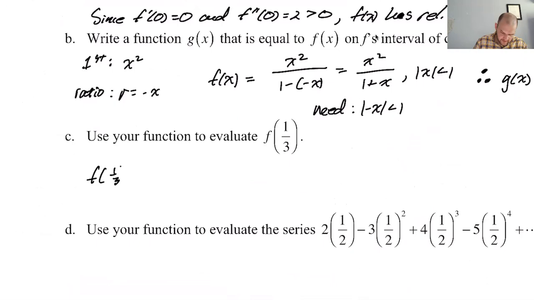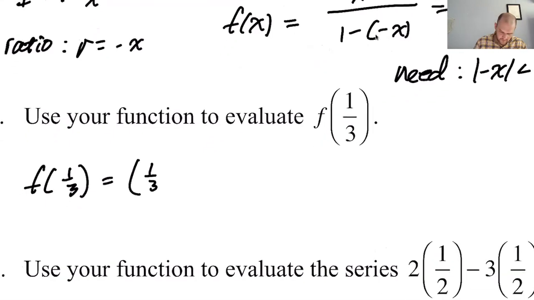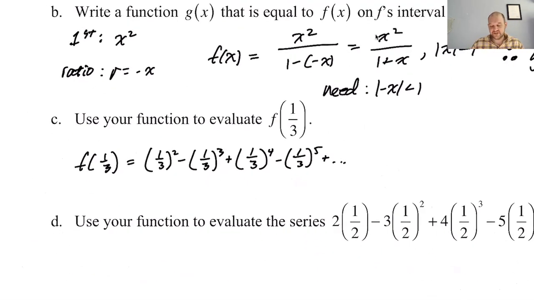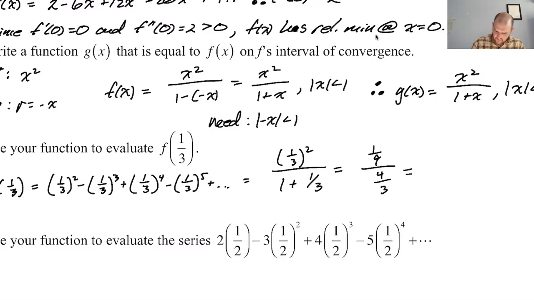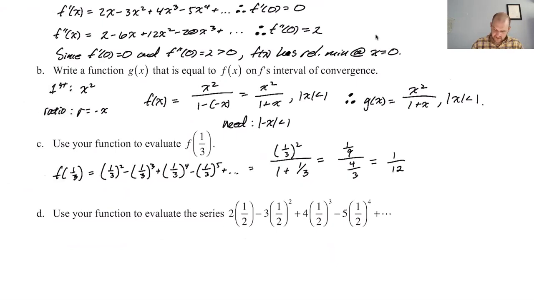So f of 1/3, because I think people don't really look at these enough. You've got to look at what they look like to get used to them, right? We're starting at squared, so it's going to be 1/3 squared minus 1/3 cubed plus 1/3 to the 4th minus 1/3 to the 5th plus dot dot dot, right? Now, subbing 1/3 into f of x should be exactly the same as subbing 1/3 into this function that we found, because the absolute value of 1/3 is less than 1, so it converges. So if we take 1/3 and sub in, 1/3 squared is 1/9, over 4/3, which is 1/12, I think. So 1/12 is what I would expect to get if I evaluate the function at 1/3.